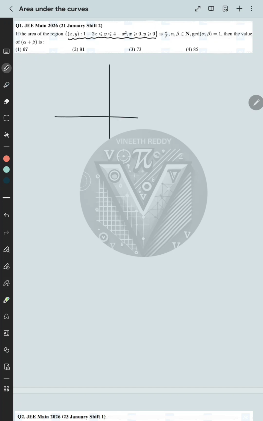Now, what did he give us? This part tells us 1 minus 2x is less than or equal to y. So whenever we have an inequality, the first thing you do is remove the inequality and place an equal to sign. Now we have a straight line, right? Now where does this straight line intersect the axes? If x is equal to 0, it cuts the y-axis at 1. That means 0, 1. And if y is equal to 0, it cuts the x-axis at 1 by 2. The x-intercept is 1 by 2. So the point should be 1 by 2, 0. So the straight line should be something like this.